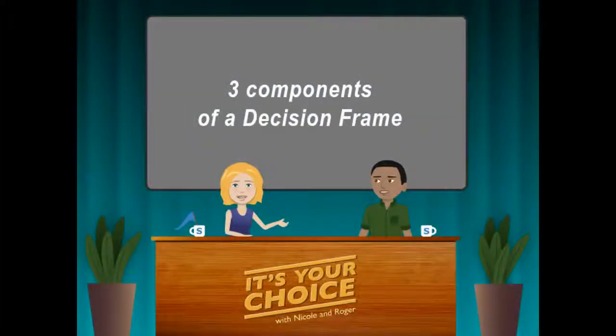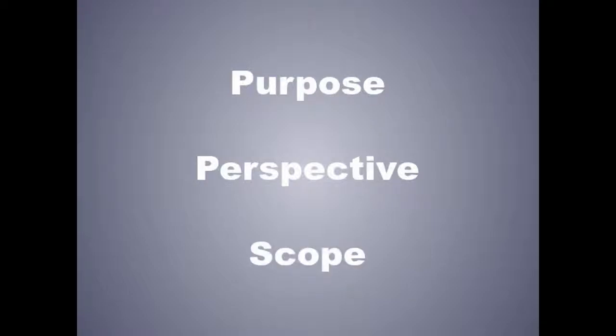We're using it to do a quick review of the three components of a decision frame and highlight some things that make framing a decision tricky. Okay then, let's do it. The three main components of a decision frame are purpose, perspective, and scope.